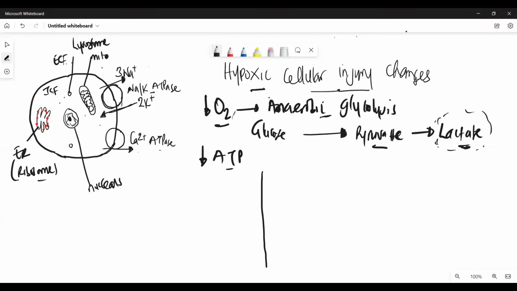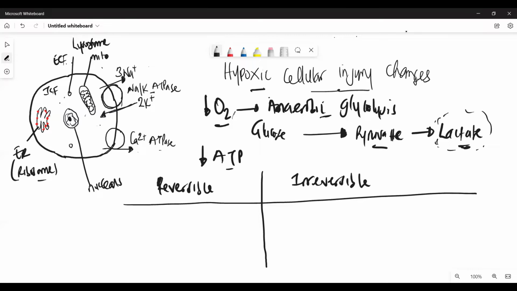So let's divide the hypoxic cellular injury changes into 2. We have what we call reversible changes. There are some changes that are reversible, and there are some changes that are irreversible. So let's start with the reversible changes. Decreased ATP means our sodium potassium ATPase pump will stop working.